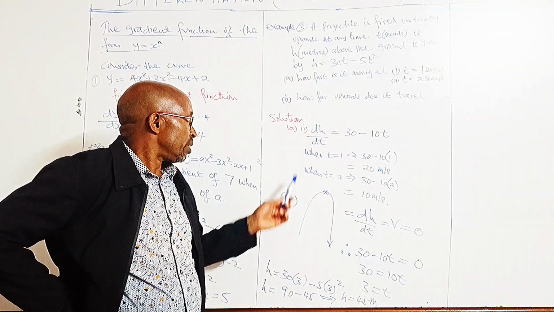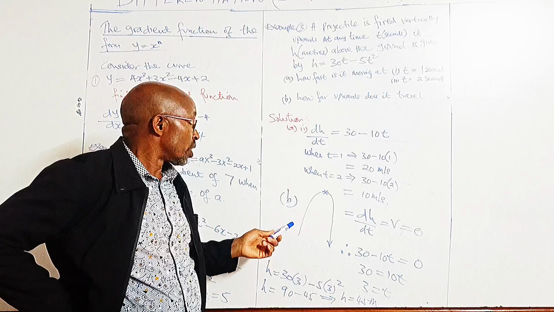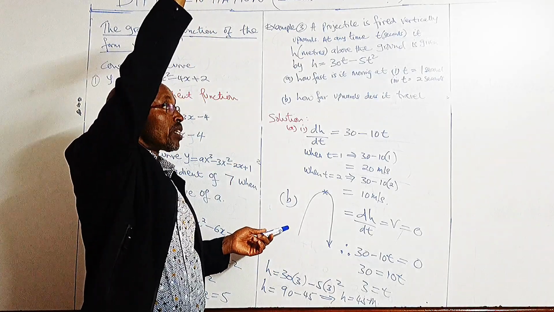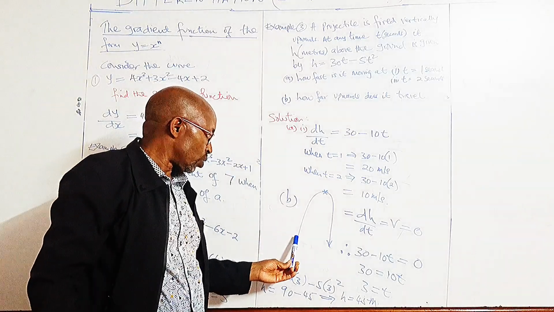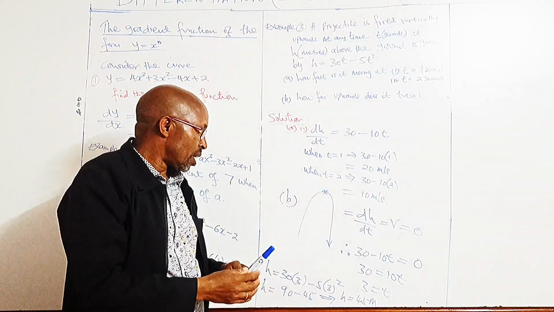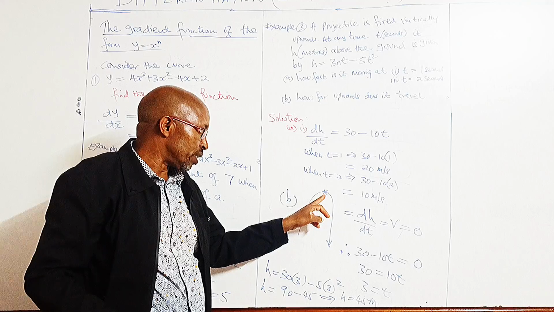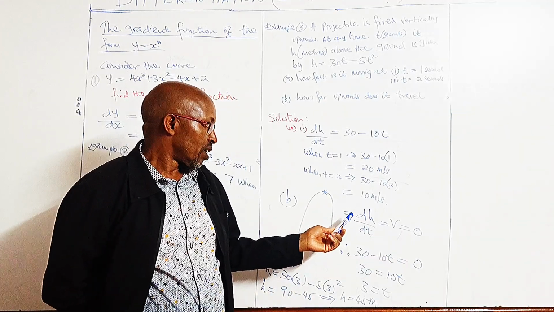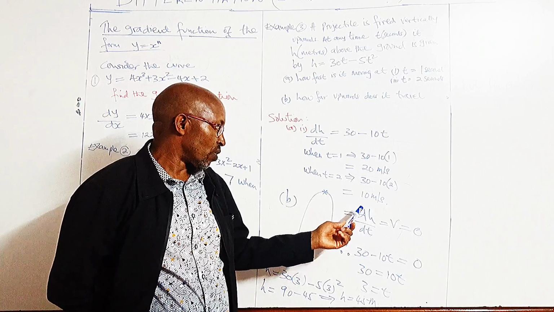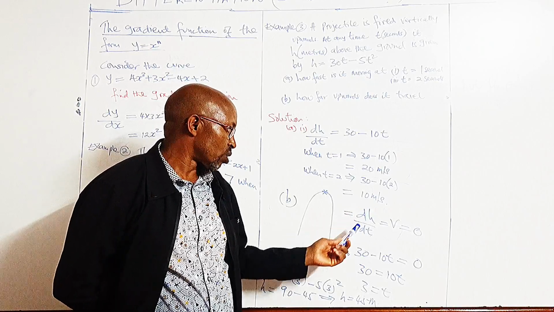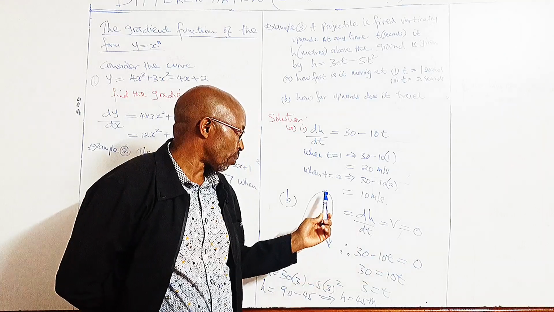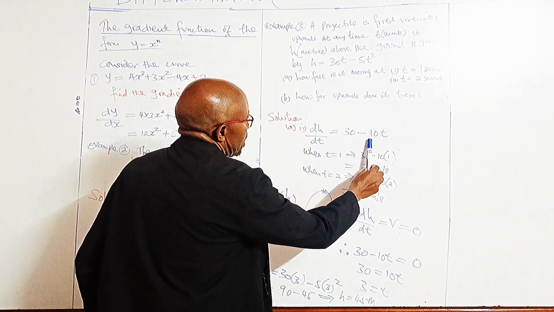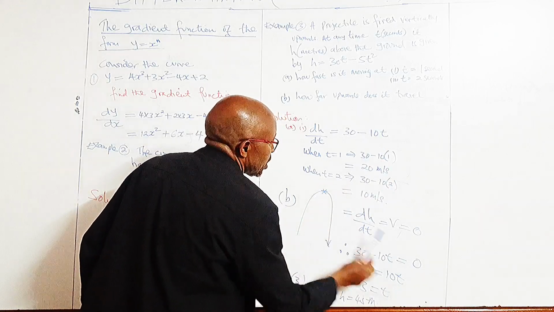In this part B, we ask how far. We know that when you fire something upward, it will reach a point and then start coming down. So it will move up, then come down. At that maximum point, there is no speed, so the speed will be 0. So our gradient function of the velocity, that is change in distance over change in time, will be equal to 0 at that point. Therefore, we equate our velocity function 30 minus 10t to 0.